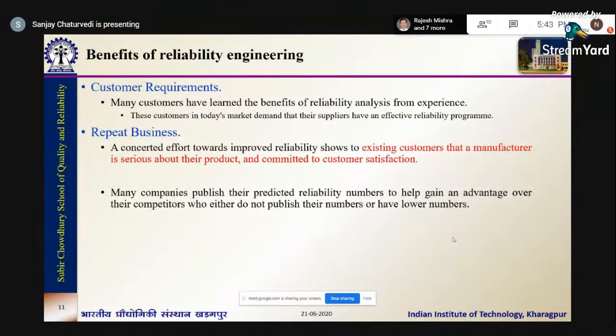And many of the companies you will find are publishing their predicted reliability figures. So they are going to get an advantage over their competitors who either do not know what the terms are, or do not publish their numbers, or have lower numbers. So this gives competitive advantage.